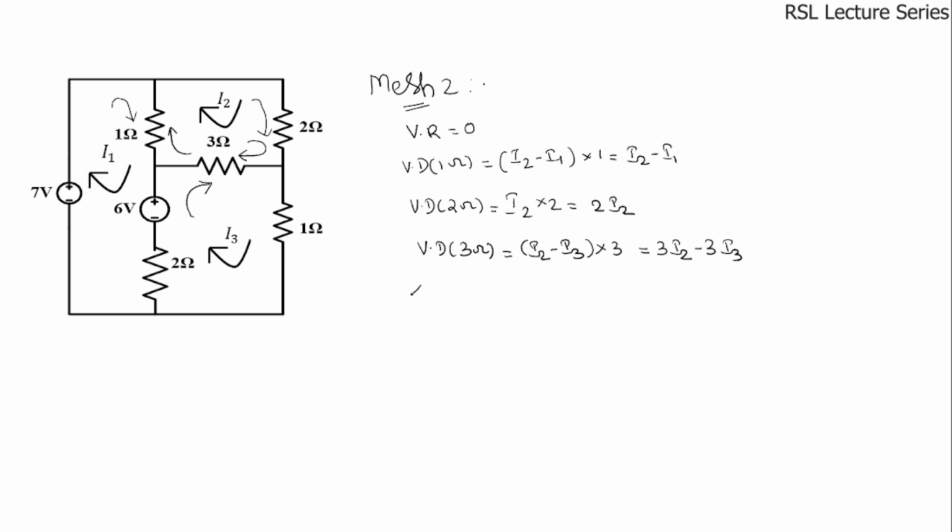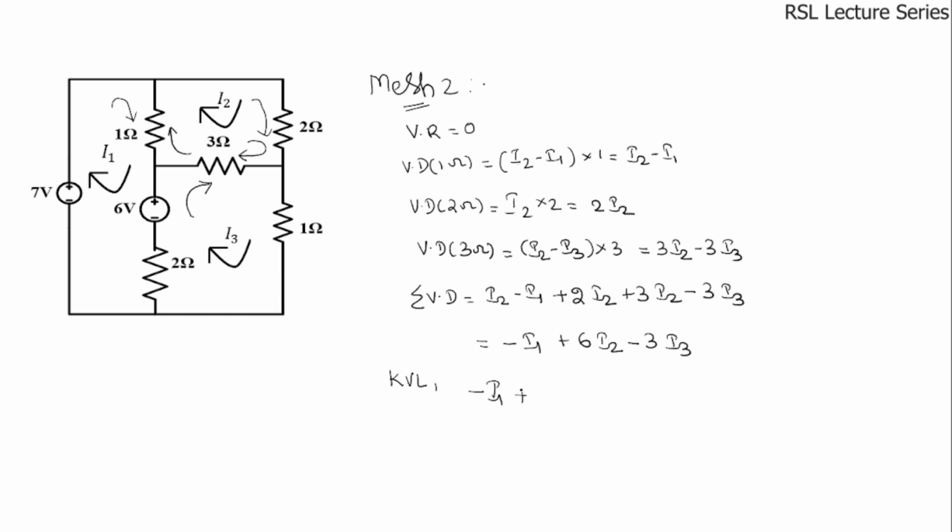Now we have to add all the voltage drops. So the sum of the voltage drops is equal to I2 minus I1 plus 2I2 plus 3I2 minus 3I3. On simplification we will get minus I1 plus 6I2 minus 3I3. Now by Kirchhoff's voltage law, the sum of the voltage rise is equal to the sum of the voltage drops. So we can equate this sum of voltage drop to the voltage rise. So minus I1 plus 6I2 minus 3I3 equal to 0. This is equation number 2.